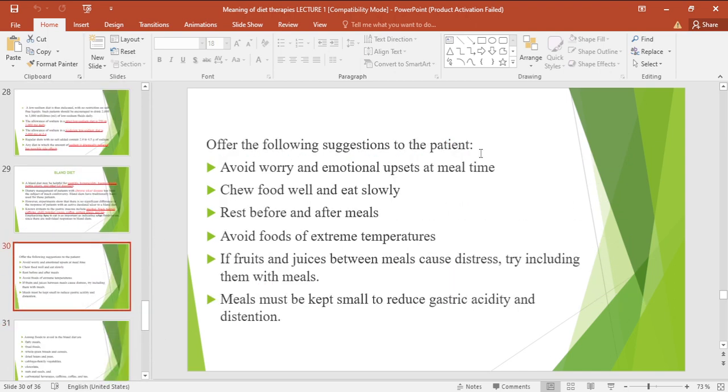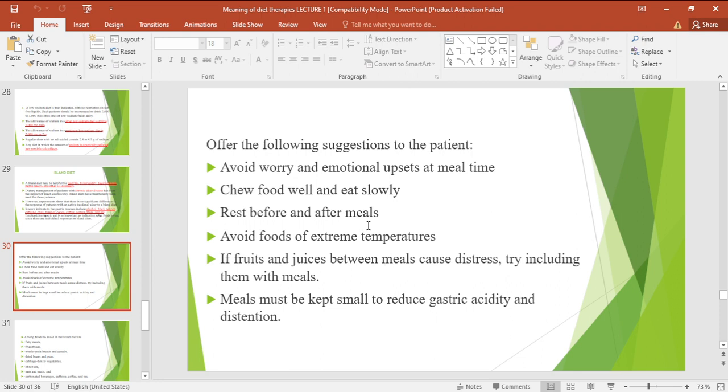So you have to offer the following suggestions to the patient in regards to the bland diet. The patient should avoid worrying and being emotionally upset at mealtime. The patient has to eat when they are relaxed. And they have to chew the food well and eat slowly. The food has to be finely chewed to avoid agitation to the GIT, especially for ulcerative colitis. The patient has to also rest before and after meals.